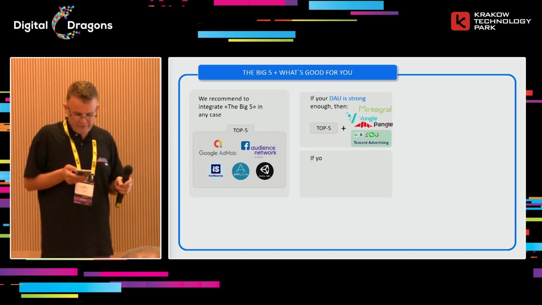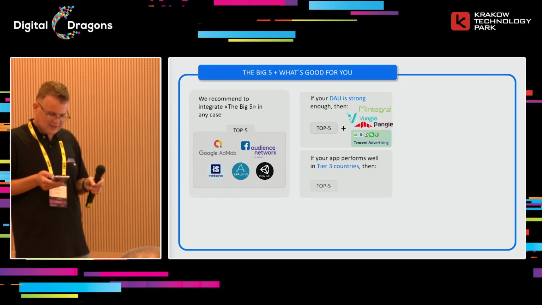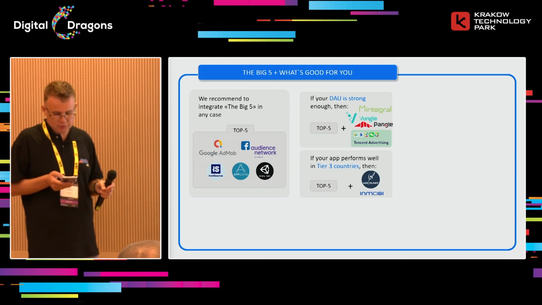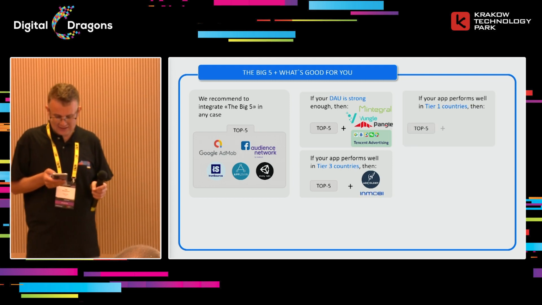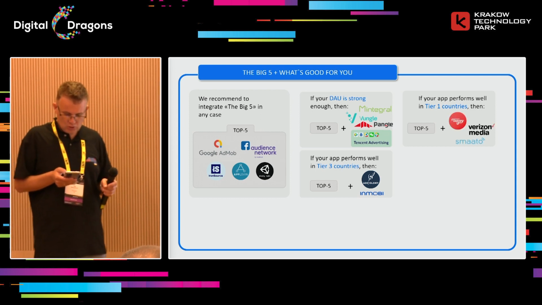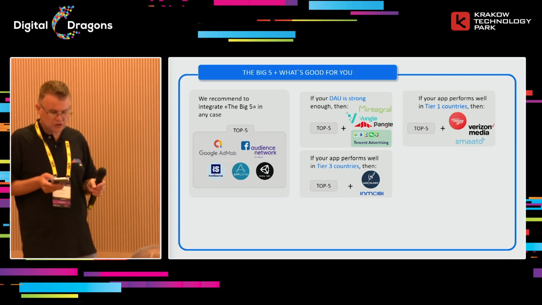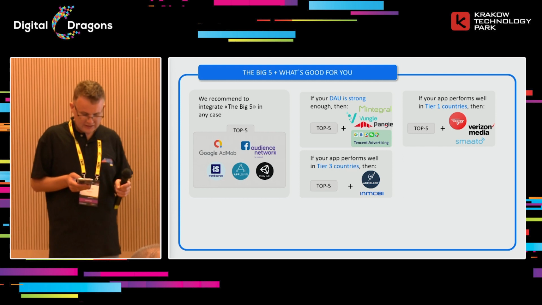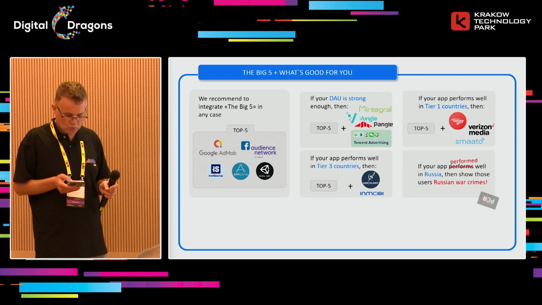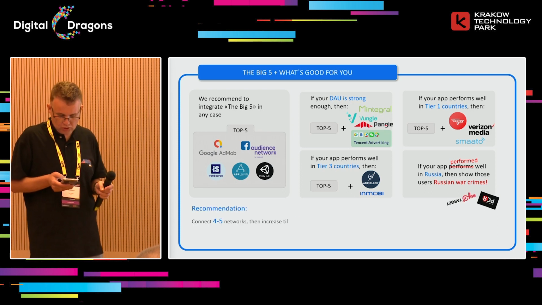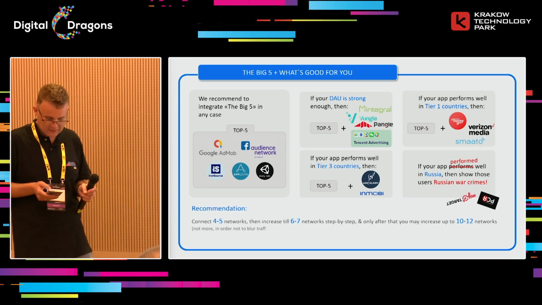If your app performs great in Tier 1 countries, then you should add Smaato, Tapjoy, and Verizon Media. In Tier 3 countries, adding AdColony and InMobi increases your revenue significantly. If your app used to perform in Russia, you should show those users war crimes in Bucha.